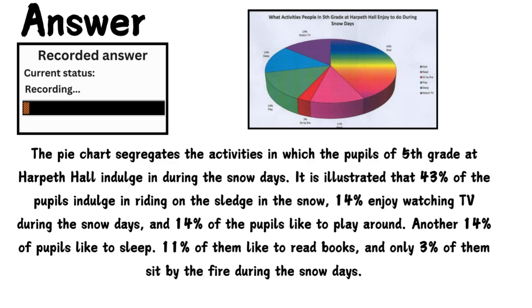The pie chart segregates the activities in which the pupils of 5th grade at Harpeth Hall indulge during the snow days. It is illustrated that 43% of the pupils indulge in riding a sledge in the snow, 14% enjoy watching TV during the snow days, and 14% of the pupils like to play around. Another 14% of pupils like to sleep. 11% of them like to read books, and only 3% of them sit by the fire during the snow days.